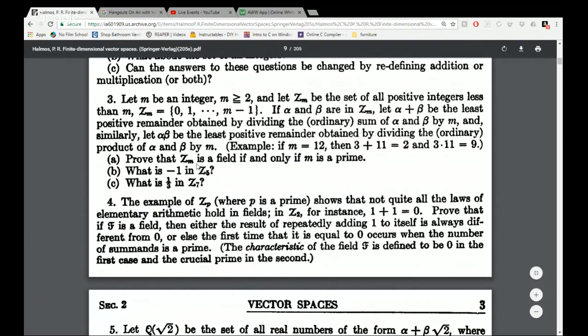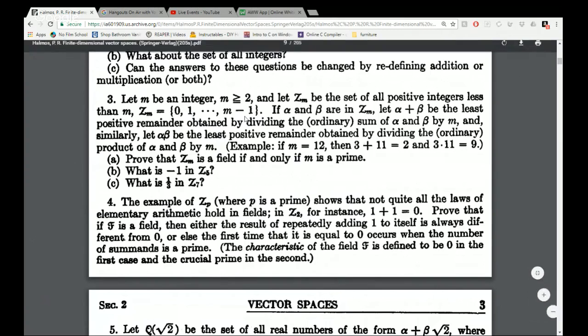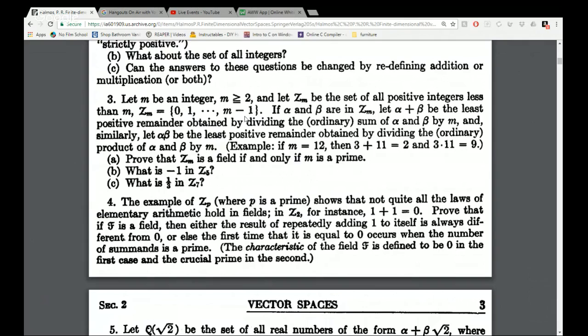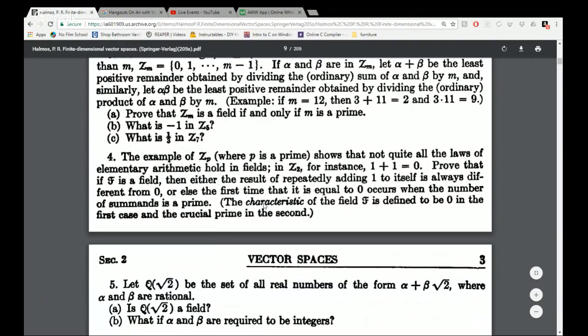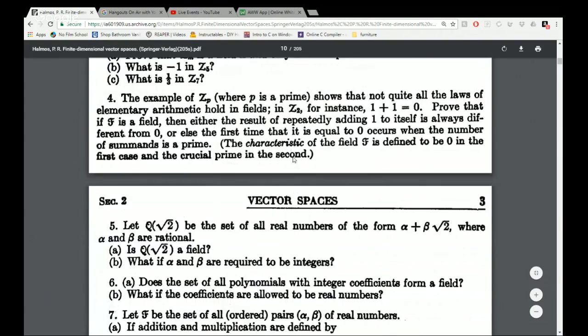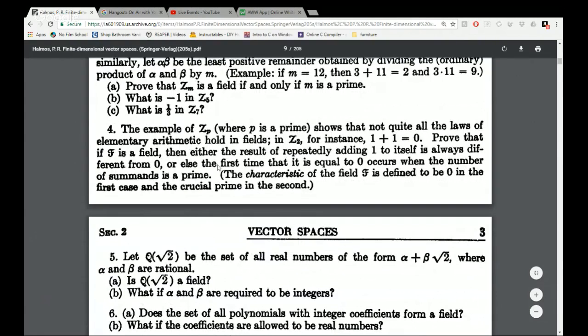We remember that this was the set of numbers from 0 to M minus 1, and the operations were: we add the two numbers and take modulo M, and for multiplication, we multiply any two members of this set and take modulo M. I gave you intuition as to why this set is a field if and only if M is prime. Now, number 4 is the problem I want to stream right now.